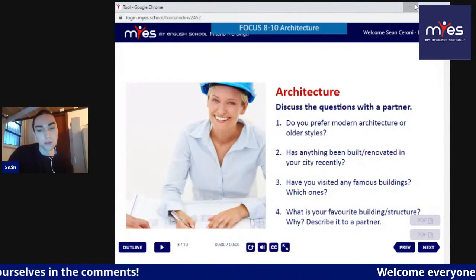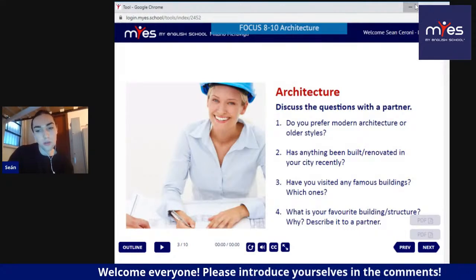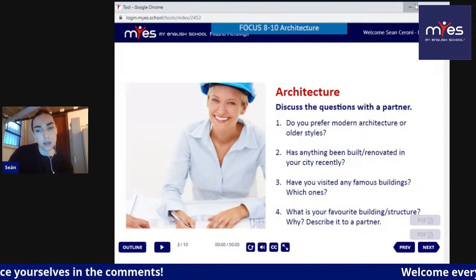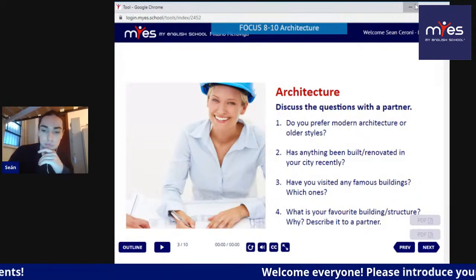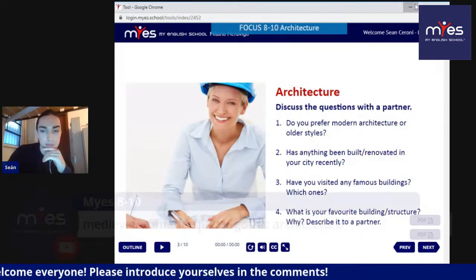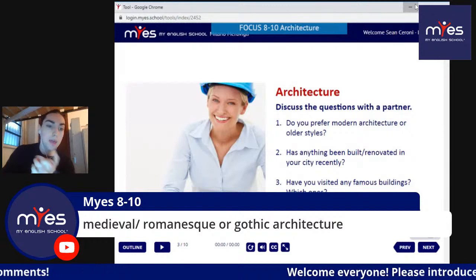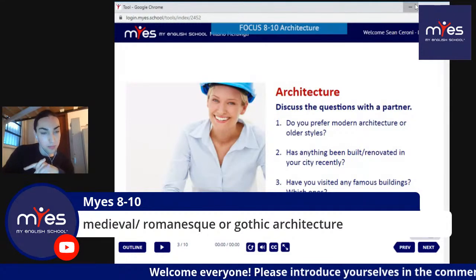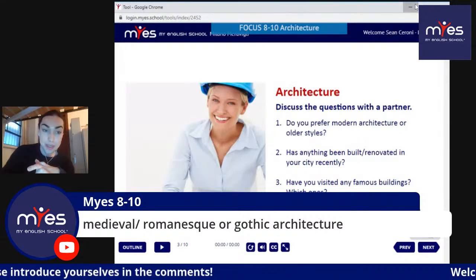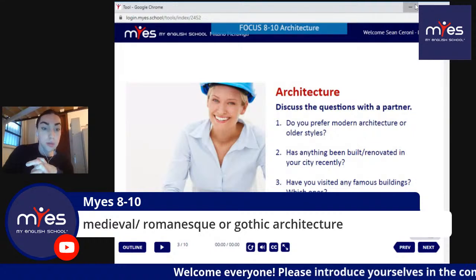After the Roman period, we have medieval. Often we can also say Romanesque or Gothic architecture. So this is architectural history. You may or may not be interested. The period after the Roman Empire is generally called the medieval period, in English, the Middle Ages. And there were two kinds of architecture in this period, Romanesque or Gothic.